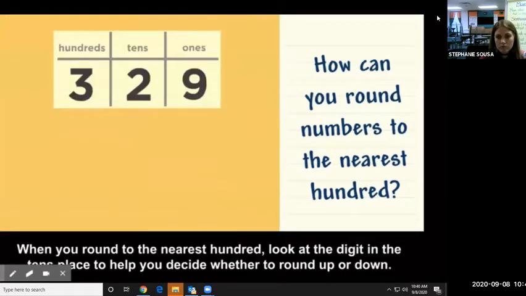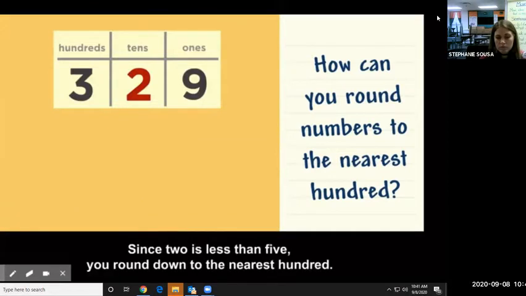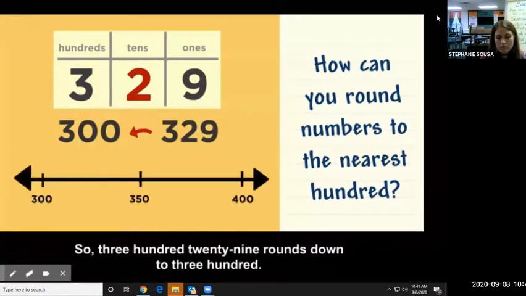When you round to the nearest 100, look at the digit in the tens place to help you decide whether to round up or down. In 329, the digit in the tens place is 2. Since 2 is less than 5, you round down to the nearest 100. So 329 rounds down to 300.